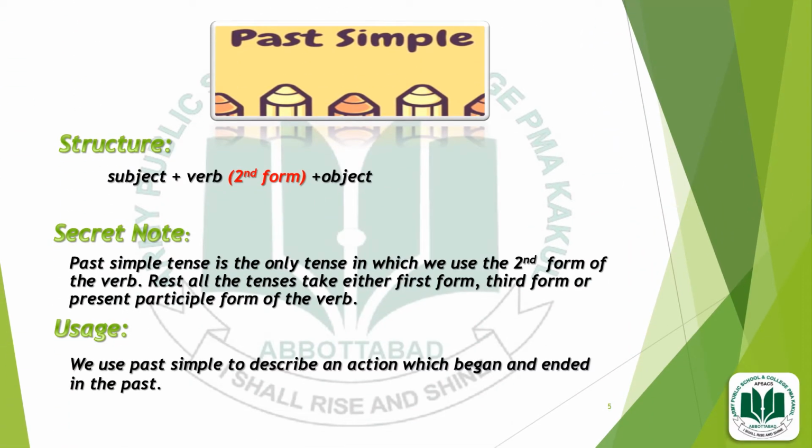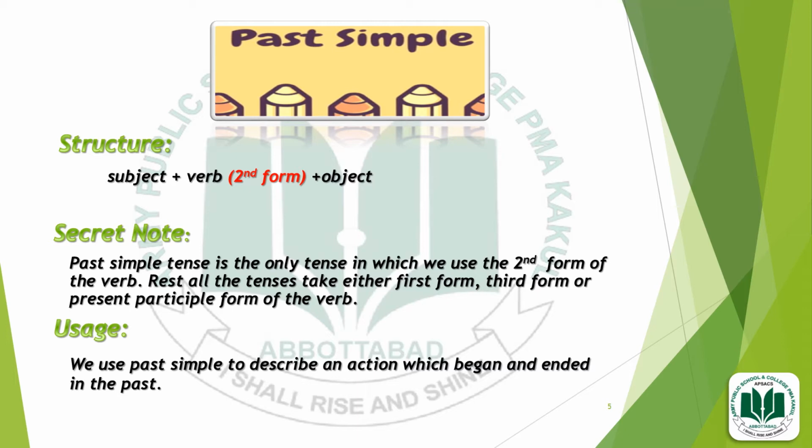Now is the time to see simple past in detail. Let's see the structure first. In structure, first of all, we have subject. Subject is the doer of the action. Then we have verb, and verb in its second form. And at the end we have the object.